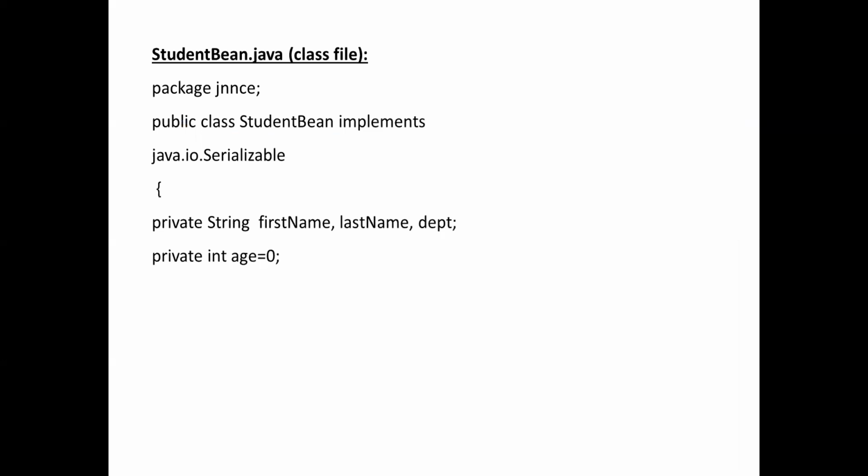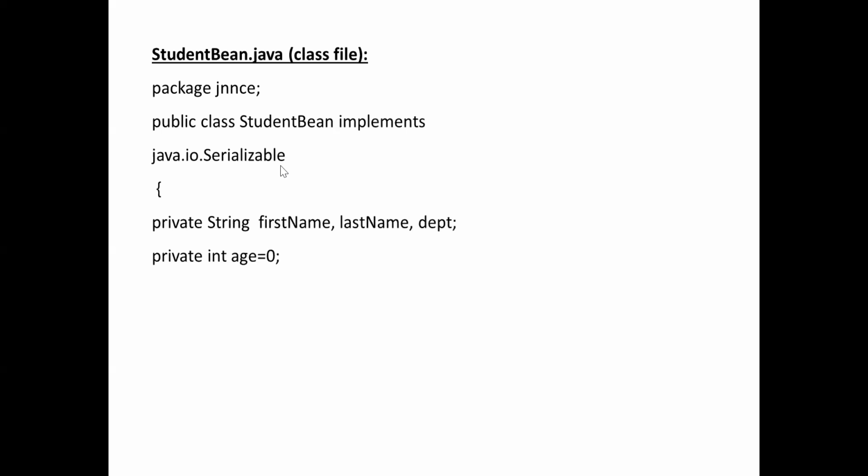You can see that first, I have to declare a Java class. The name of the Java class is StudentBean.java. In that case, one thing is tricky: we have to create a package. The package name is JNNC. Then I use the public class, which implements Serializable, that is, StudentBean implements java.io.Serializable. Serializable is nothing but we get the information one by one and display the information one by one.